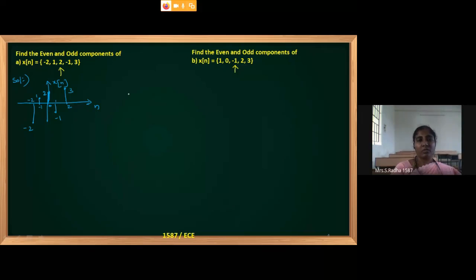Now I will go with x of minus n. Draw the mirror image signal. All the positive side comes to the negative side, and all the negative side comes to the positive side. At origin, whatever is there will remain the same. The positive side comes to the negative side: this is minus 1 and then plus 3.